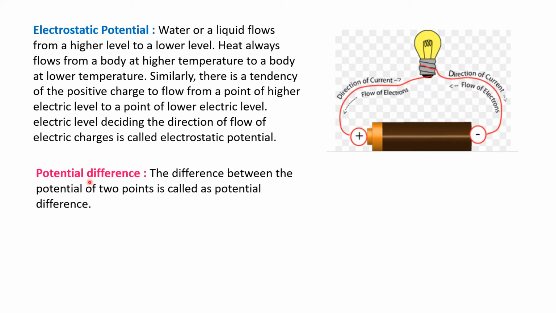Now next one, potential difference. The difference between the potentials of 2 points is called potential difference. See, the difference between the potentials of 2 points. See here, you can observe in the picture 2 points. One is positive and the other one is negative. The difference between these 2 points is called potential difference.